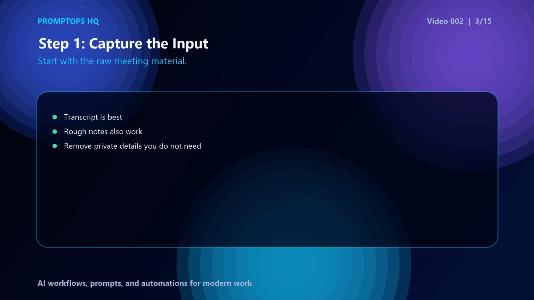Step 1 is capturing the input. You need one of 3 things: a meeting transcript, rough meeting notes, or bullet points from the call. The transcript is best, but messy notes are good enough. Before using AI, remove anything private that does not need to be included, like payment details, sensitive personal information, or confidential customer information that is not needed for the follow-up.